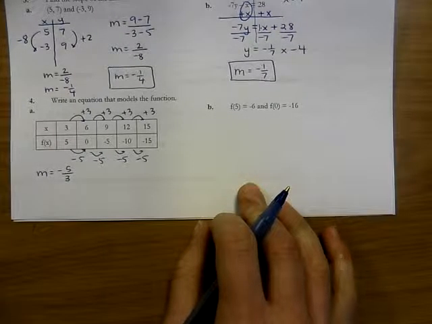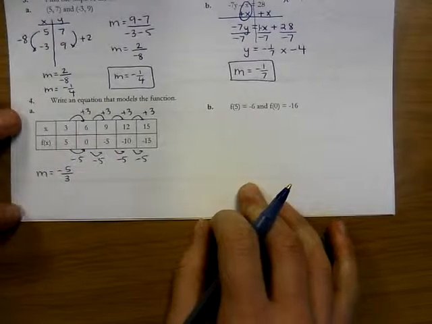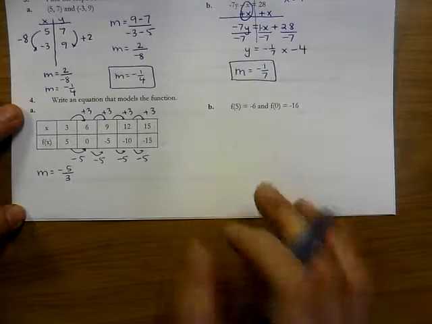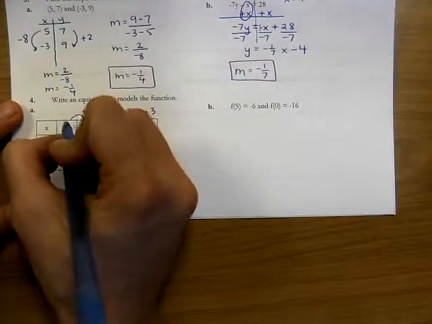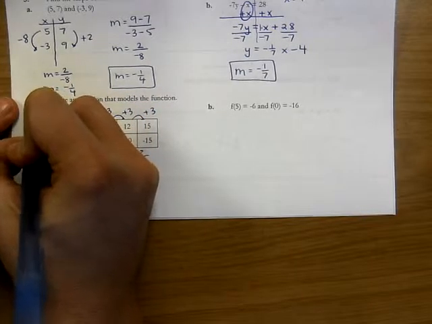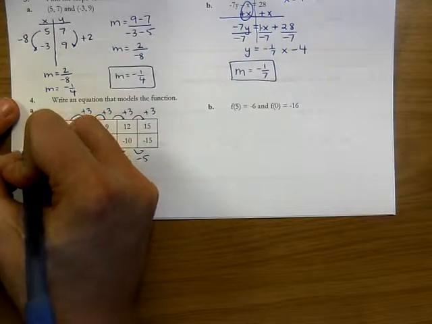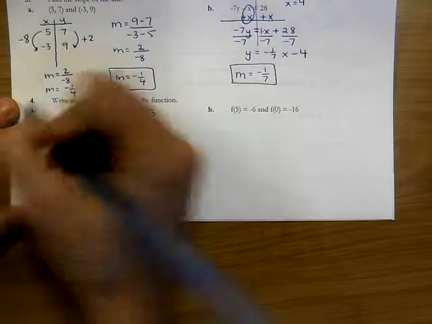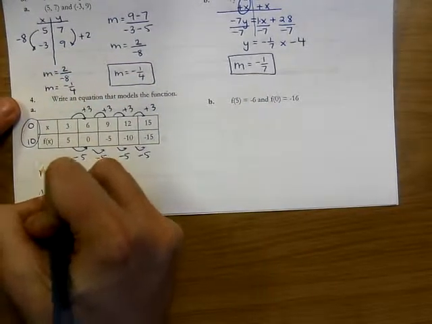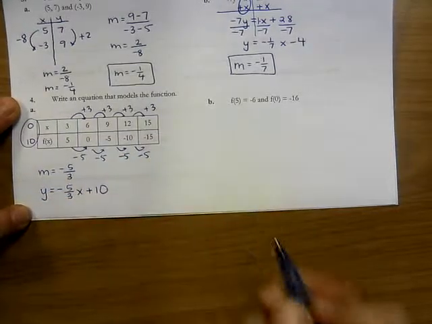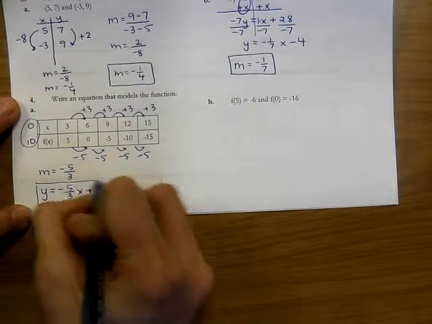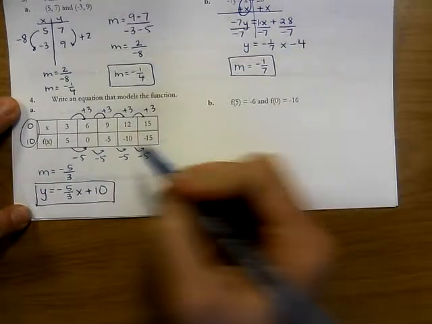I have a couple of different options now. If I want to write the equation in slope-intercept form, I could work backwards in the table to get to the y-intercept. So working backwards, I subtract 3, I get to 0. I add 5, I get to 10. There's my y-intercept right there, so I could just write y equals mx plus b, for my slope times x plus my y-intercept. I could also use point-slope form.